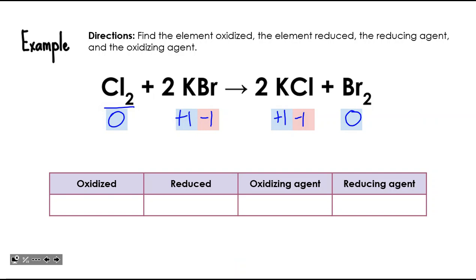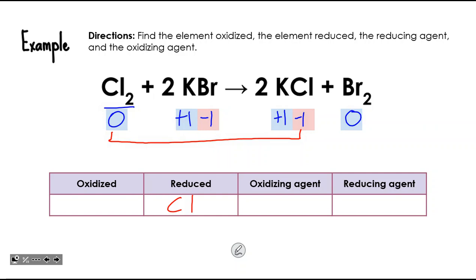All right, so now we have to look for which elements are changing in their charge. The chlorine starts at 0, and it goes over here to -1. So is that one being oxidized or reduced? Good, chlorine's being reduced. Like so, exactly right.